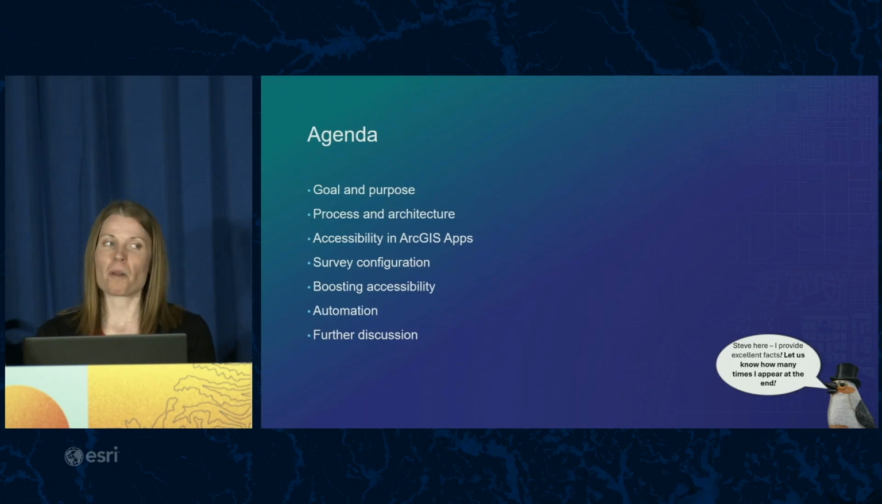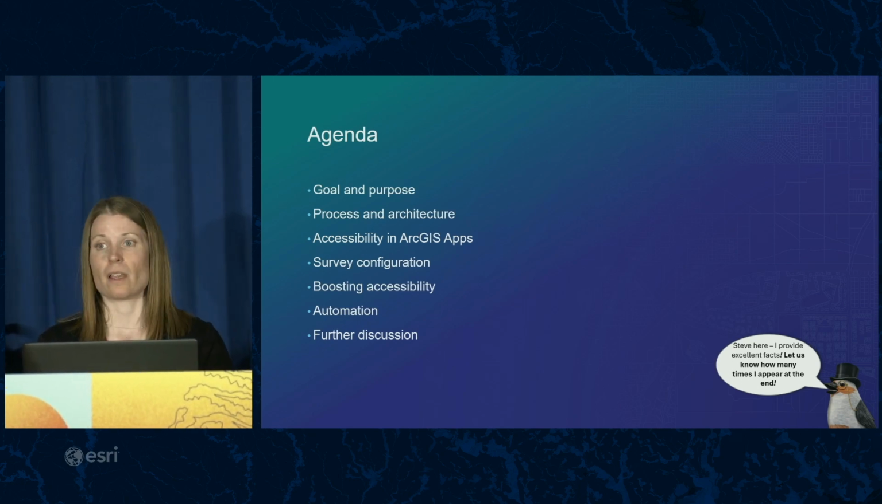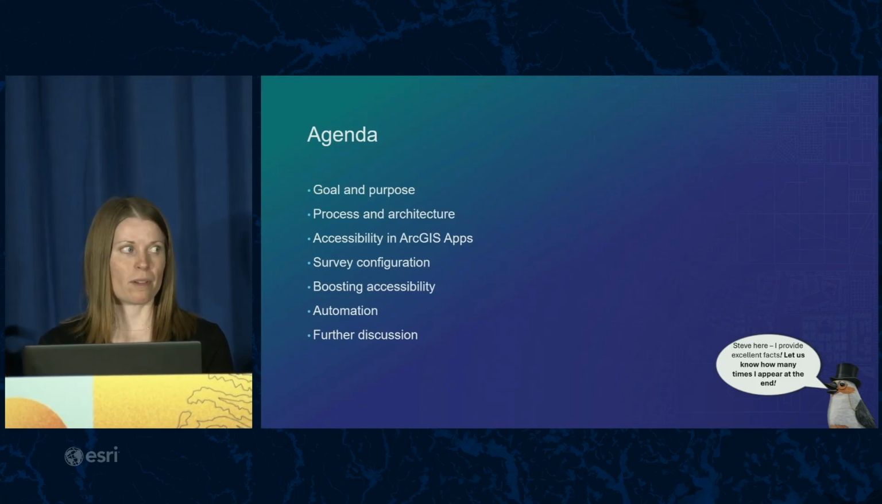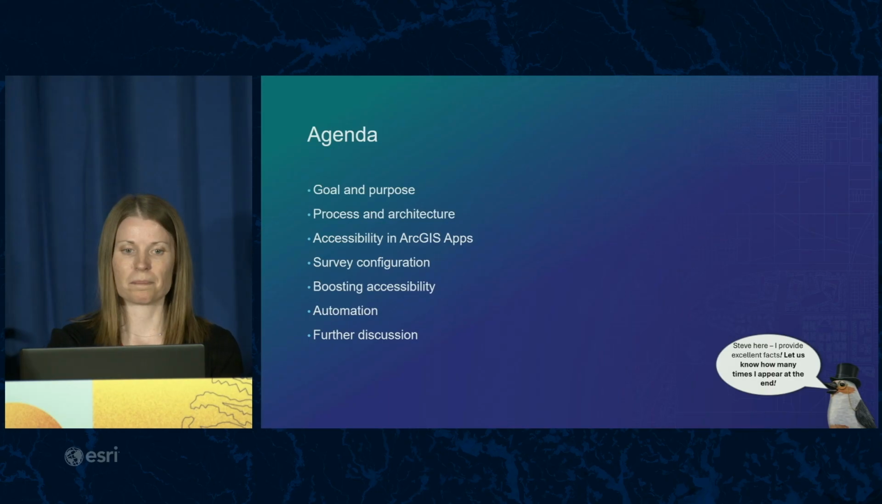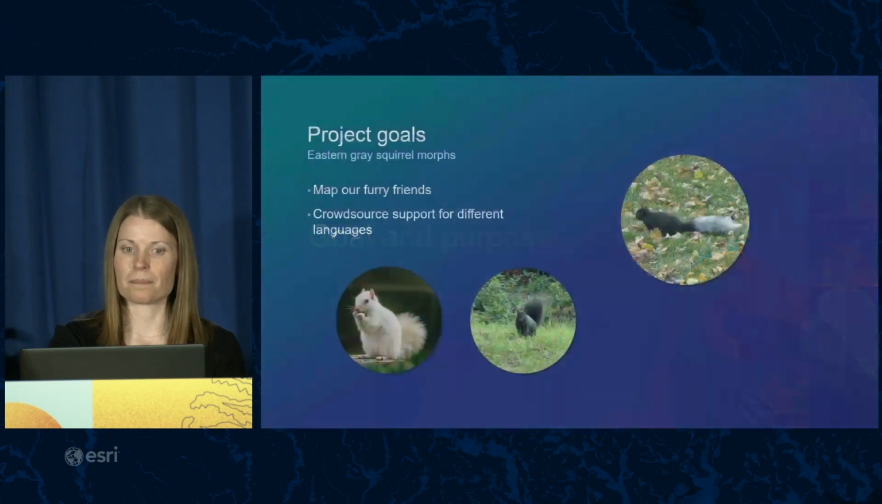So today we're going to be talking about the goal and purpose of the project. We're going to talk about process and architecture. We're going to talk also about the accessibility that's innate within ArcGIS apps. And then we're going to talk about some survey configuration to set up accessibility and how you can boost accessibility into your solutions. And then we're going to be talking about automation and some further discussion to consider as part of your designs.